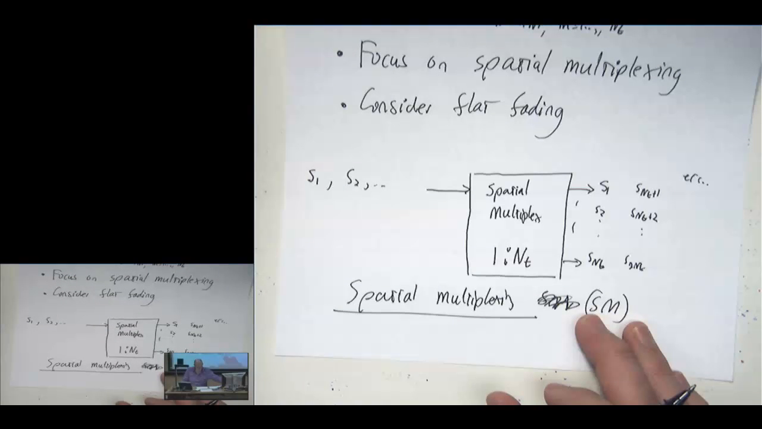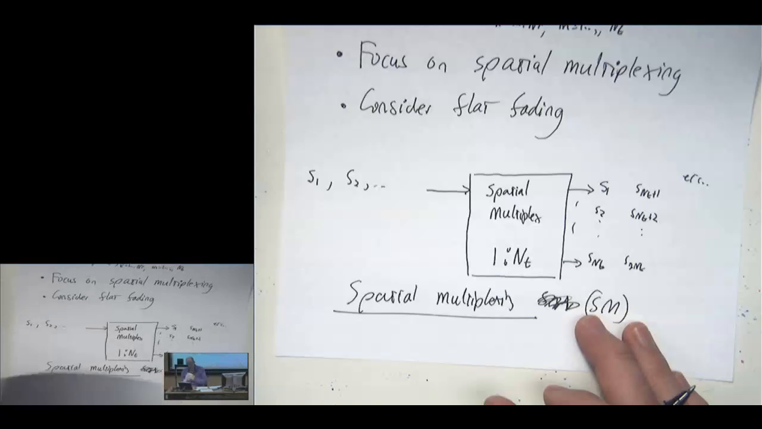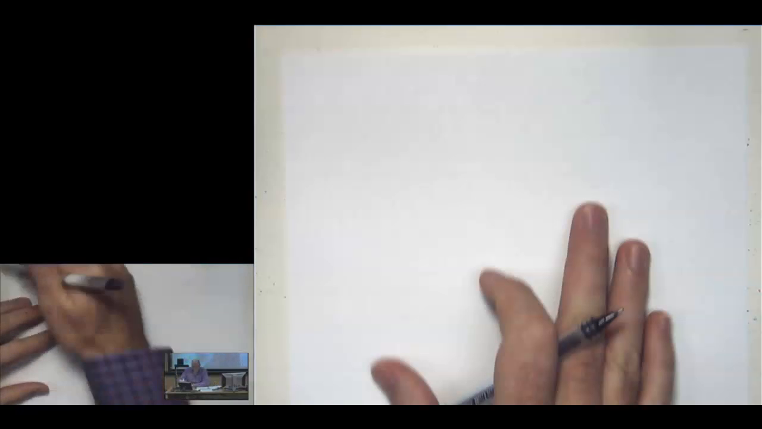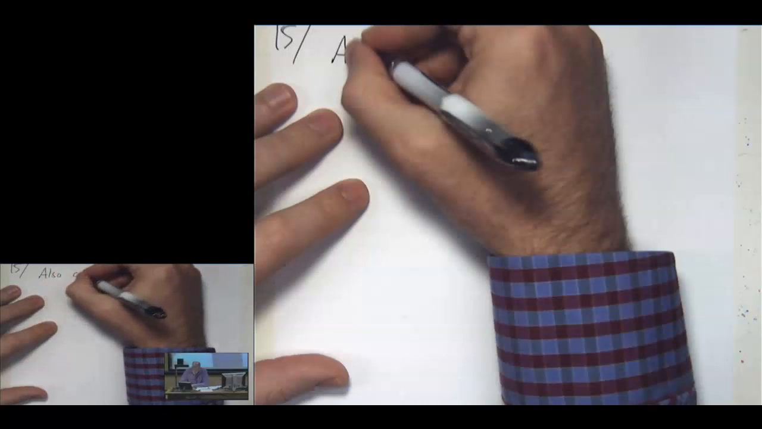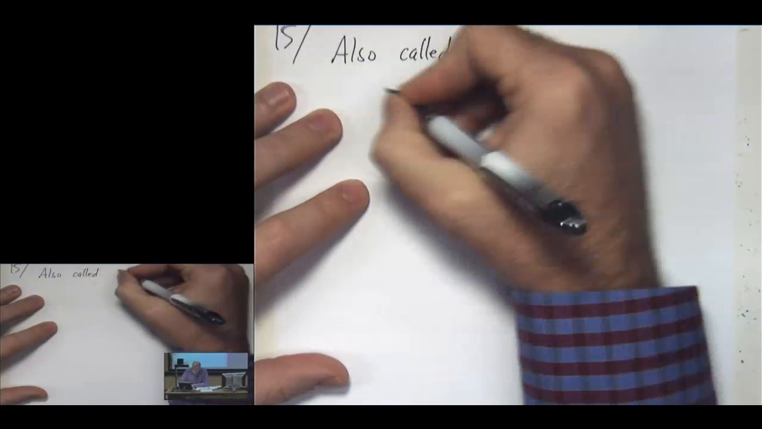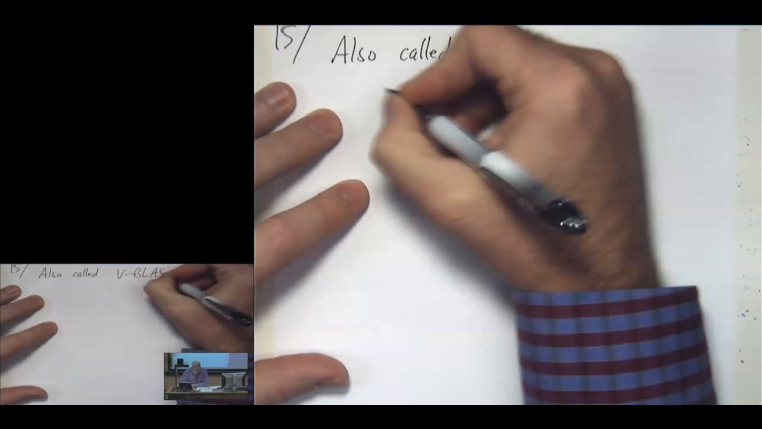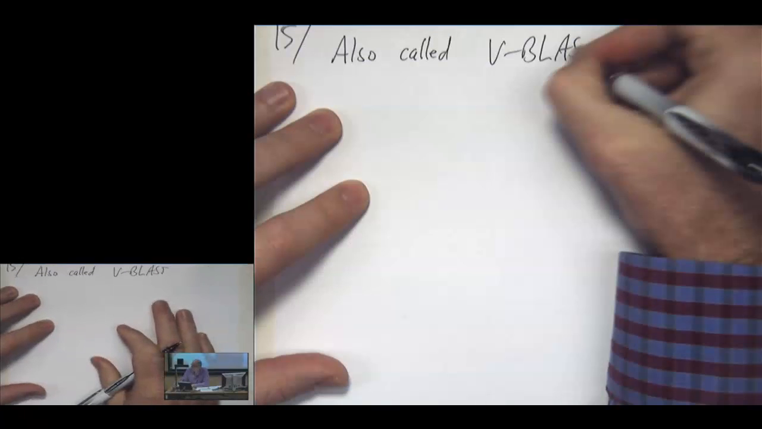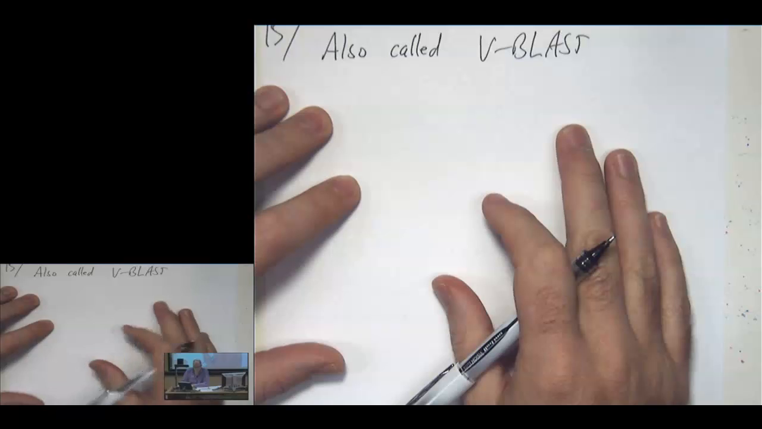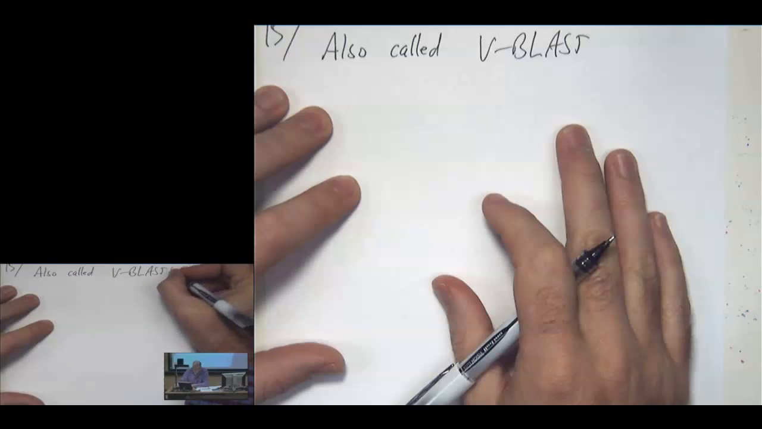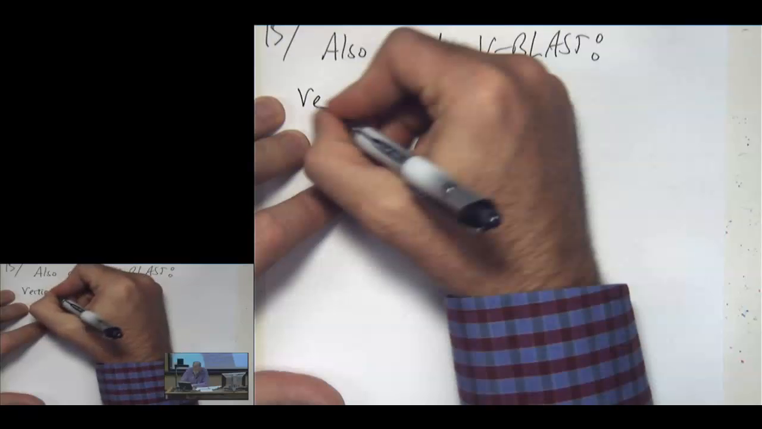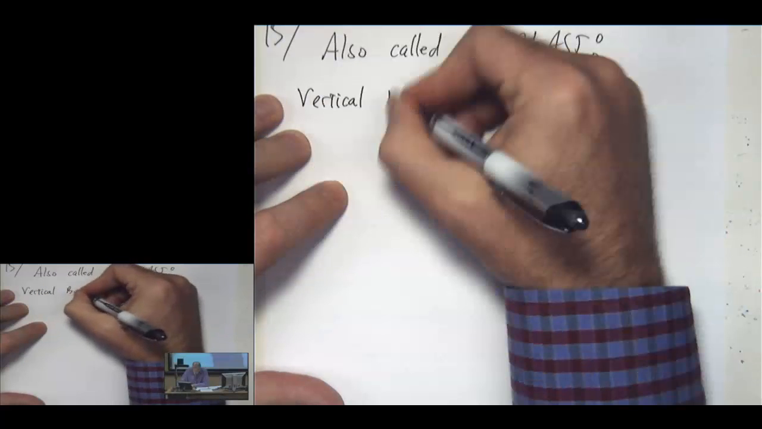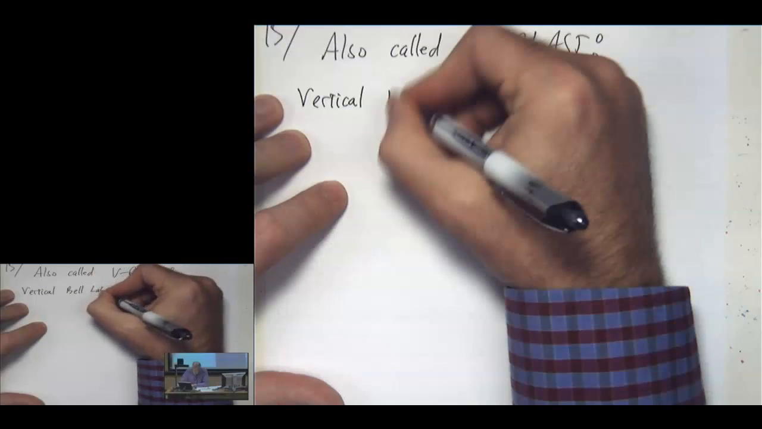So some background here. This concept itself is also called V-BLAST here, which probably is not obvious why, because it doesn't have anything to do with really the system. It's called the Vertical Bell Labs Space-Time architecture.